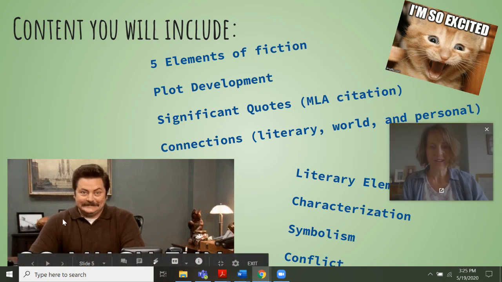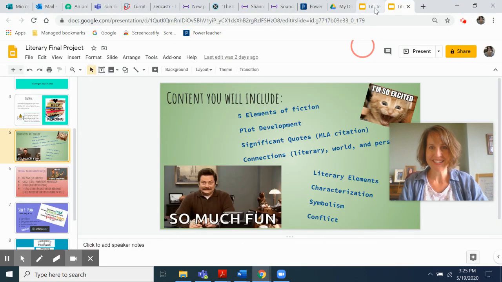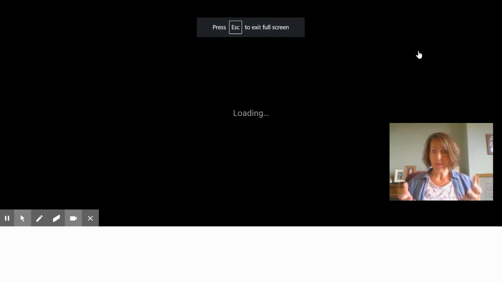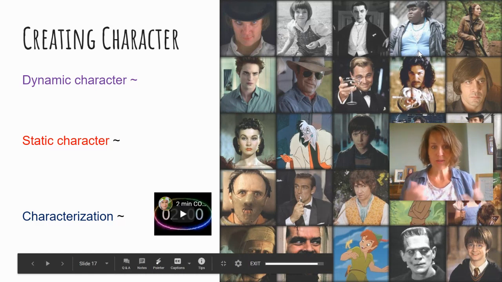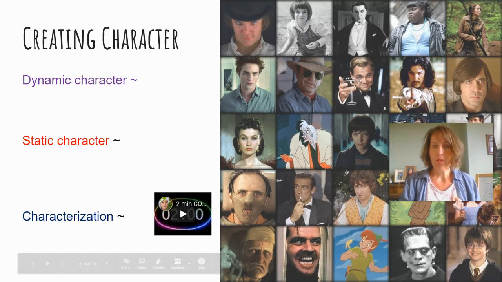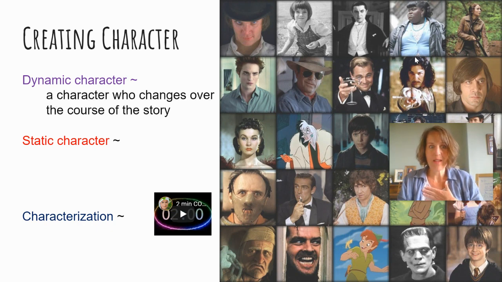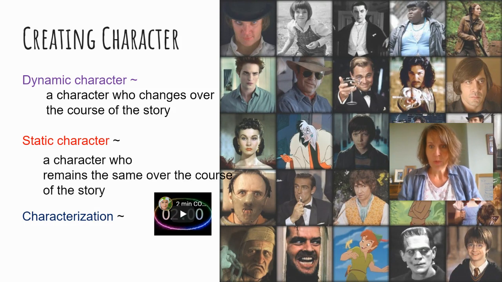I'm going to start here by getting us out of this screen and moving us into the idea of character. So we've talked a lot about character this year, right? So we have dynamic characters and static characters. We have flat characters and round characters. And those characters are who we connect with in that piece of literature. They're how the author often pulls us in so we identify with them.